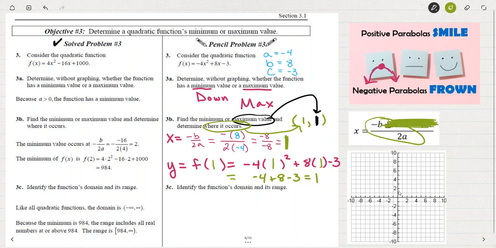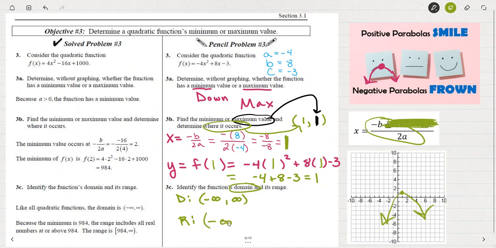Well, if I did picture this, we're at 1, 1 for the vertex, and we know that it's opening down. I'm not going to bother about finding any specifics, just that it's frowning and it's starting here at 1, 1. Then what I can see is that the domain is all real numbers because it's quadratic, so there's no restrictions in the domain. But the range, I can see we stop at a positive 1.